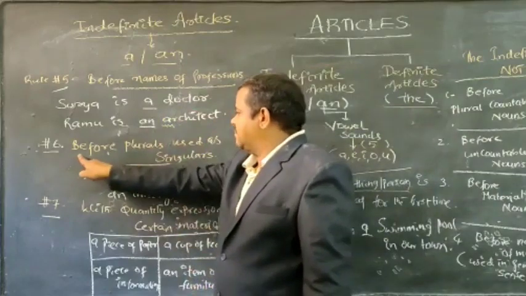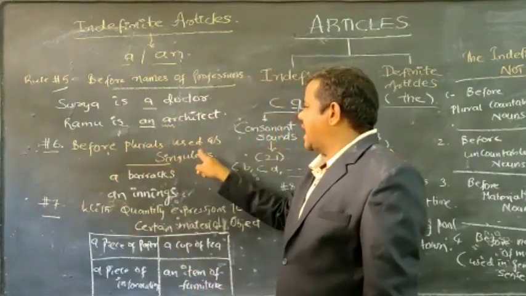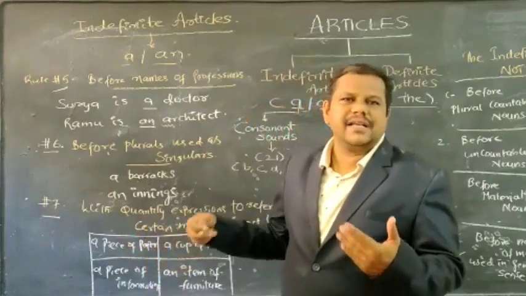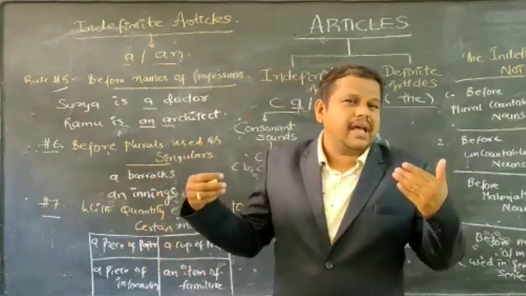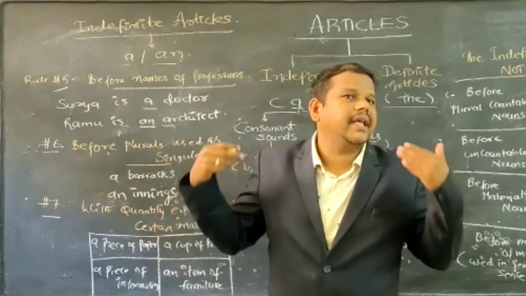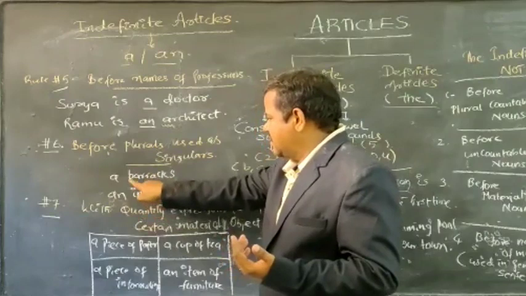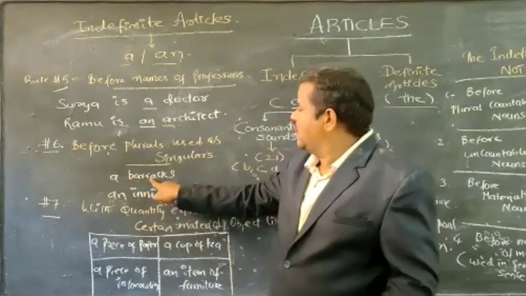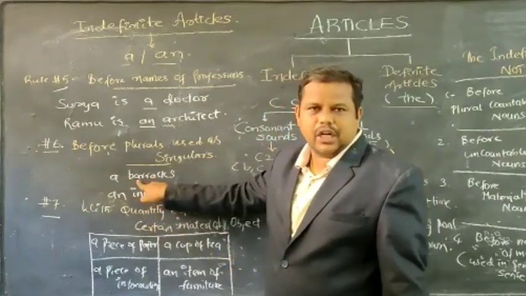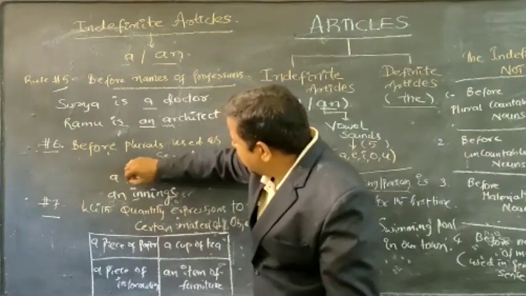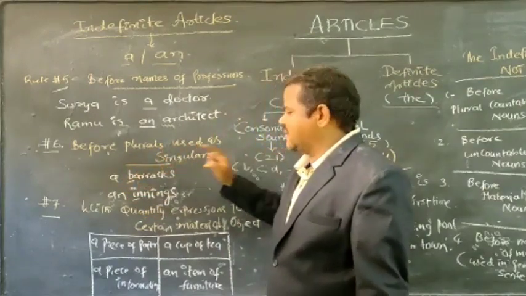Rule number 6: before plurals used as singulars. Sometimes we are going to use plurals as singulars. When you are talking about a cricket match, we are talking about innings. Actually, it's an innings, a barracks. So A because it's a consonant sound, an innings because it's a vowel sound. So, before plurals used as singulars.